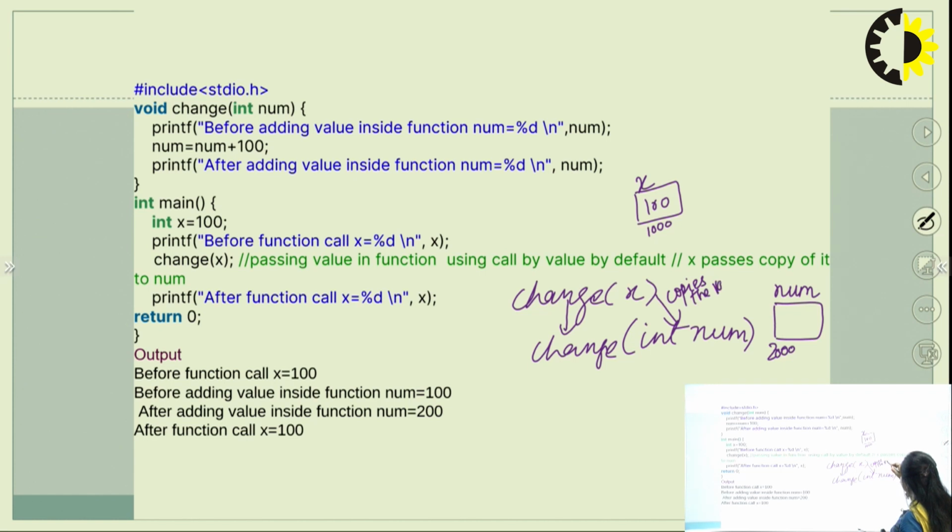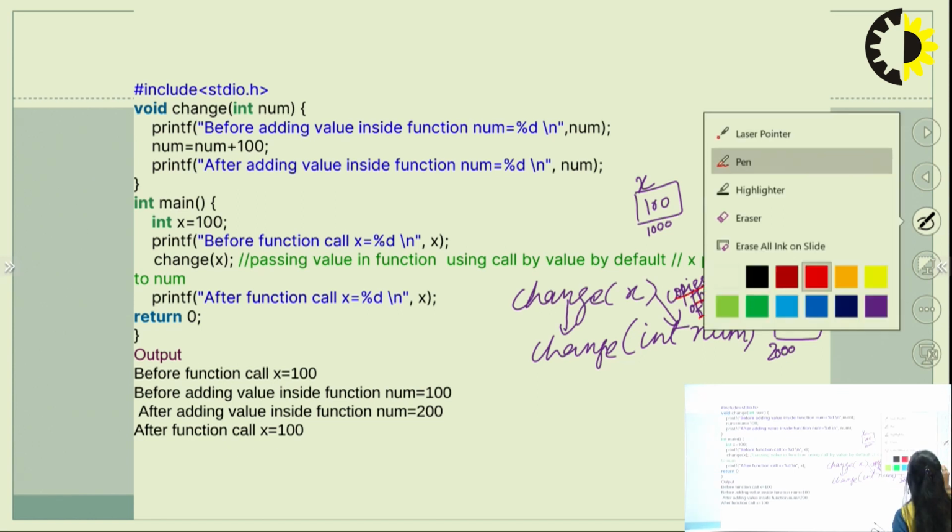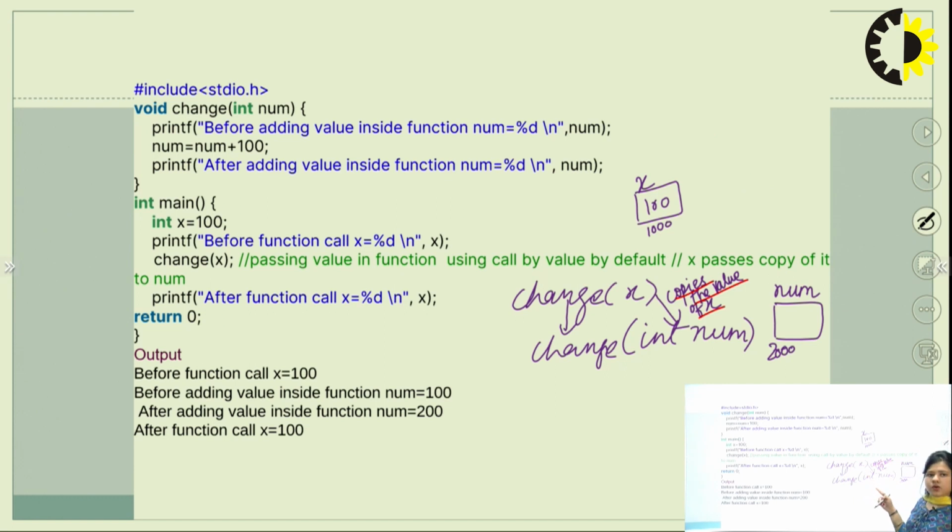Copies the value of what? The argument that you have passed. Here we have passed x. Copies the value of x. So again, when you have called the function change and you have passed the actual parameter, and change is having its own formal parameter in the function definition, so the value of x is copied to the num variable or formal parameter of this change function instead of passing on the actual x, right?